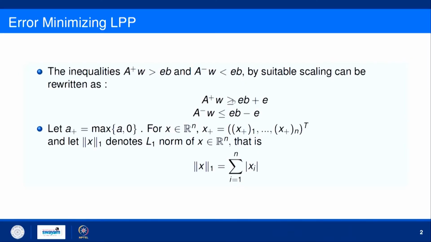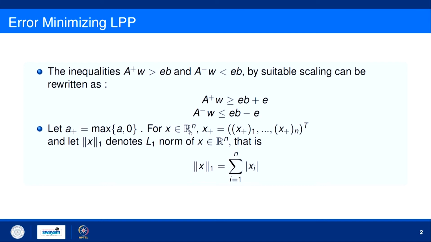We have already seen that by suitable scaling, these two inequalities can be converted into these two inequalities. We need greater-than-or-equal-to or less-than-or-equal-to type inequalities to deal with linear programming problems. How can we solve the problem? Let us suppose A plus is equal to the maximum of A or 0. If A is positive, it will be A; otherwise, if A is negative, it will be 0.